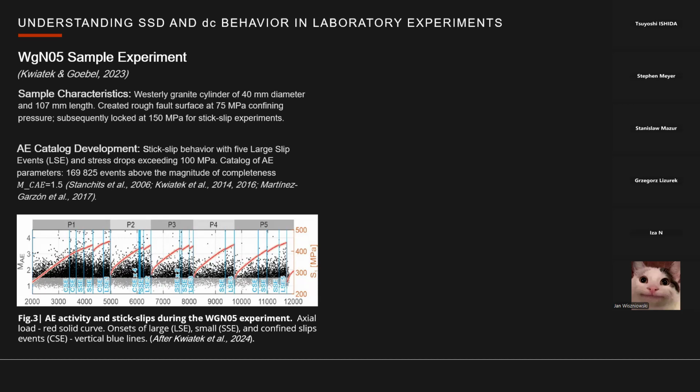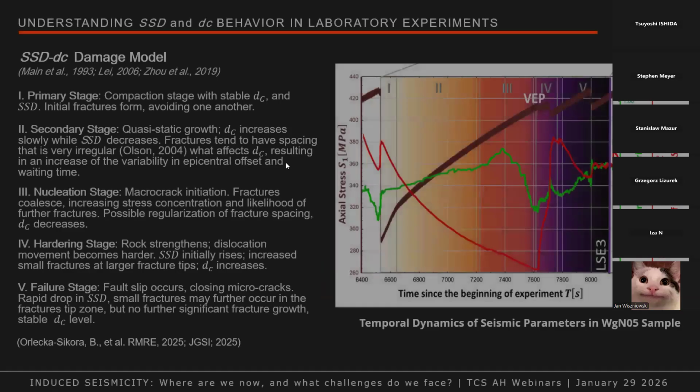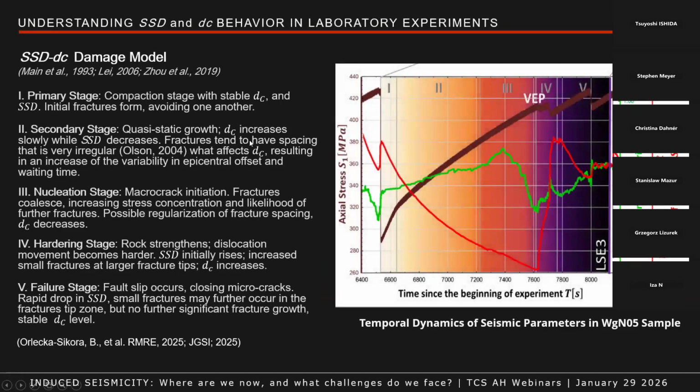Here is the information about the sample, but I will not provide more details because this experiment and the data have been widely published and used in other studies, and they are really good quality information which can be used by researchers.